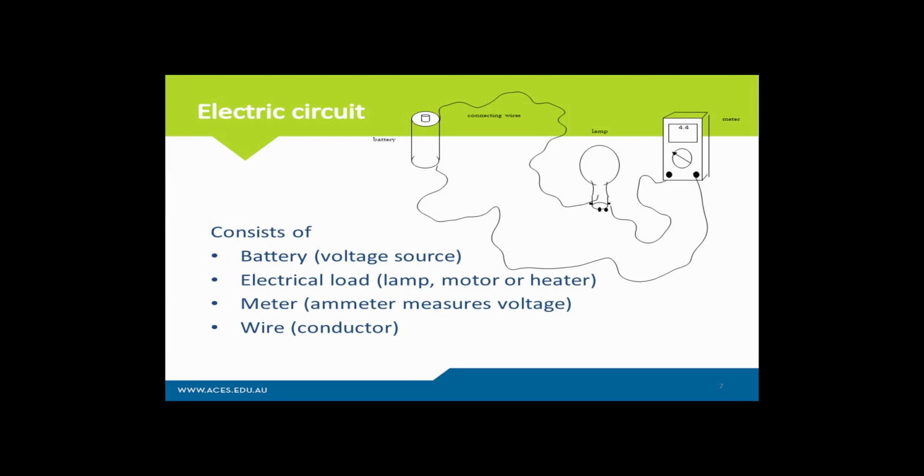So having a look at the electric circuit, we find it consists of various parts. The first is the battery, which is the voltage source. It provides the electrons at the gate. The electrical load would either be a lamp through which the electrons would move, or a motor such as in a fridge, or a heater, for example. The meter, the ammeter, or multimeter, measures the electrical quantities. And of course the wire is the conductor which enables the electrons to flow.